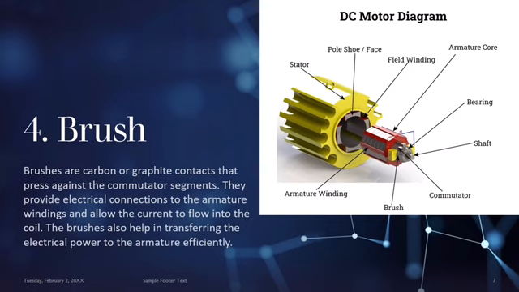Fourth component is the brush. Brushes are carbon or graphite contacts that press against the commutator segments. They provide electrical connections to the armature windings and allow the current to flow into the coil. The brushes also help in transferring the electrical power to the armature efficiently.